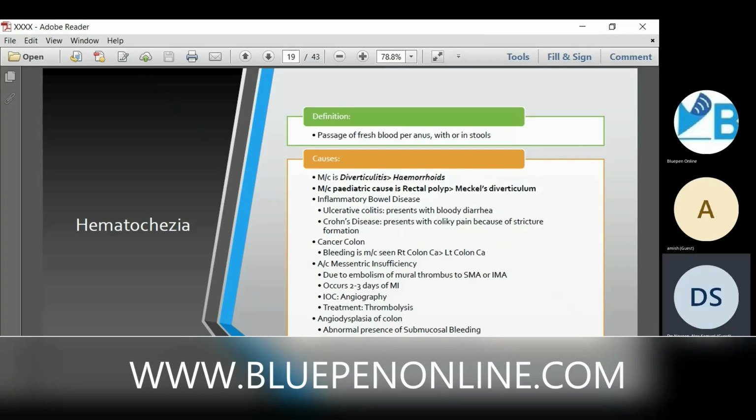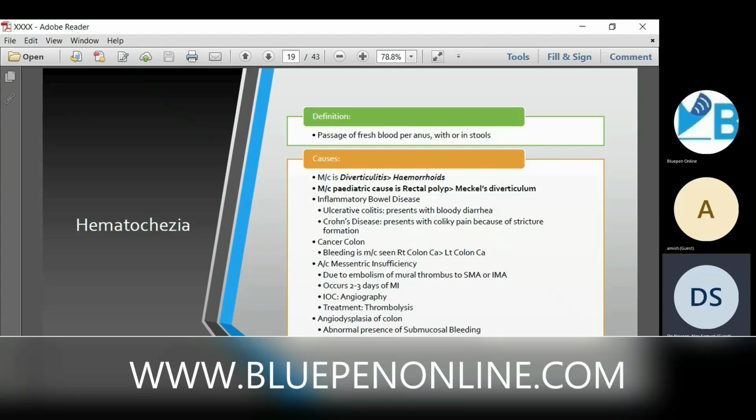Then it's also seen in acute mesenteric insufficiency, due to embolism of a mural thrombus to the superior mesenteric artery or the inferior mesenteric artery. Once there is a thrombus within the blood vessel, there will be blockage of the blood supply. It causes decreased blood supply to the mesentery and will cause mesenteric insufficiency or ischemia. It occurs 2 to 3 days following MI, that is a cardiac event, not mesenteric ischemia.